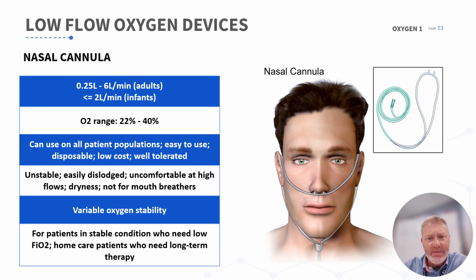I won't spend a lot of time on these devices, but it's good to know some general things about them. So a low flow nasal cannula has an O2 range of 22 to 40, 45%, somewhere in that neighborhood, depending on the factors I just talked about. Flow rates usually go up only to 6 liters per minute. I'm not going to go through all of the stuff that I would in RCP 100, but in terms of who to use it for, etc., go ahead and take a look at that.